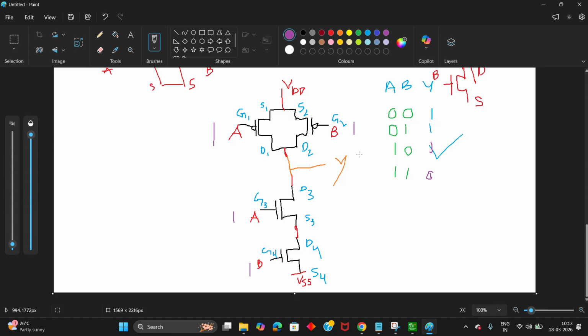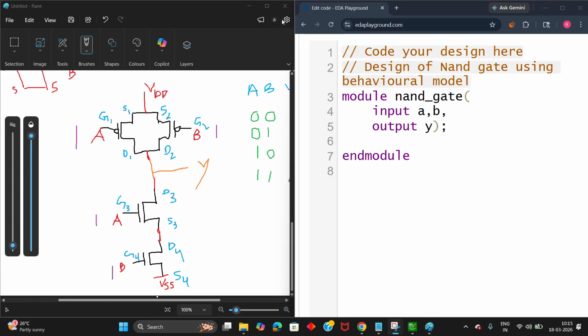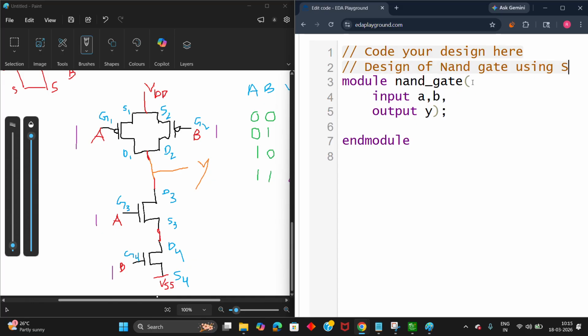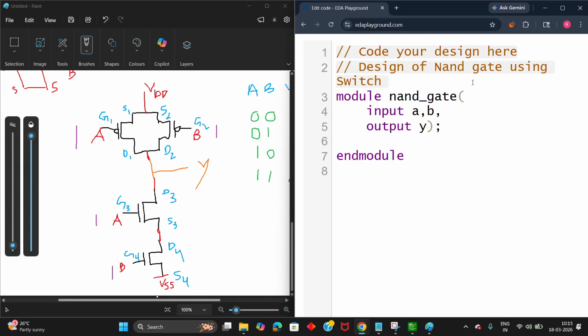So let me write the code for the NAND gate in CMOS technology. I am going to change it to the switch level model. I am using the split screen. We have taken the inputs and outputs. The port list will be the same, and the endmodule is also the same. Here we are going to use the primitives, the PMOS primitive and the NMOS primitive.